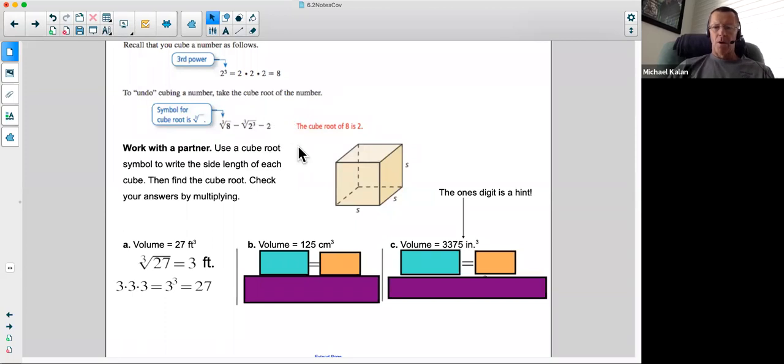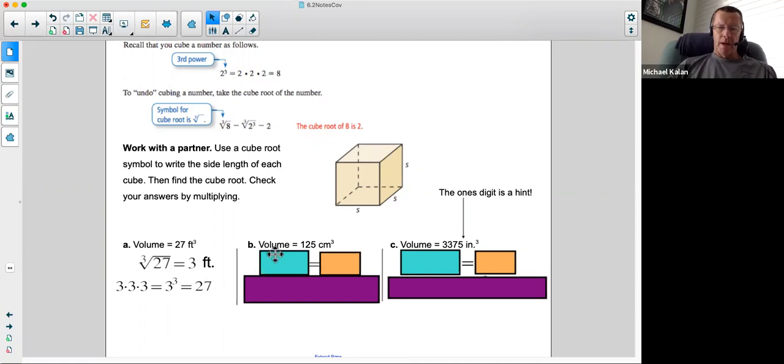So you're going to work with me, and you're going to use a cube root symbol to write the side length of each cube. Then find the cube root, and check your answers by multiplying back out. Here's an example of one. 27 cubic feet. Well, if it's a cube, it means the length, the width, and the height all have to be the same. So we're going to be multiplying a number times 3. So we want to take the cube root of 27, which is 3. So in this case, it's 3 feet. And notice 3 times 3 times 3 is 3 cubed, which gets us back to 27.